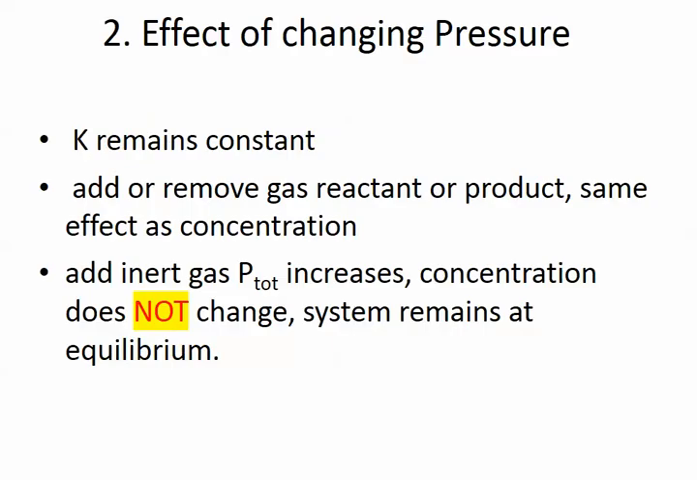So we're going to take a look now at the effect of changing pressure. When we change pressure, K remains constant. If we add or remove a gas reactant or product, it's going to be the same as concentration. So if we add a gaseous product, it's just like increasing the concentration. If we add an inert gas, examples of these are the noble gases like helium, argon, and nitrogen gas, gases that are not going to be involved in the reaction, that are unreactive, they are not going to change the system either.